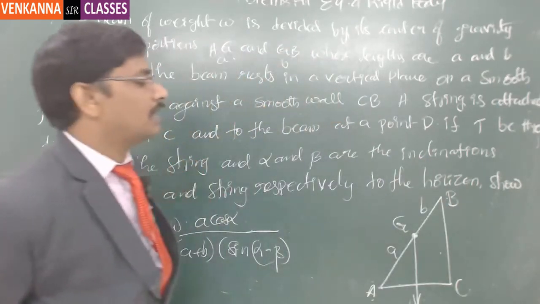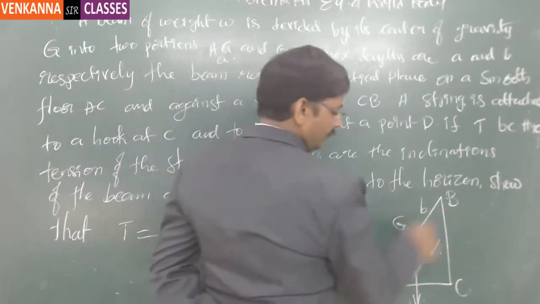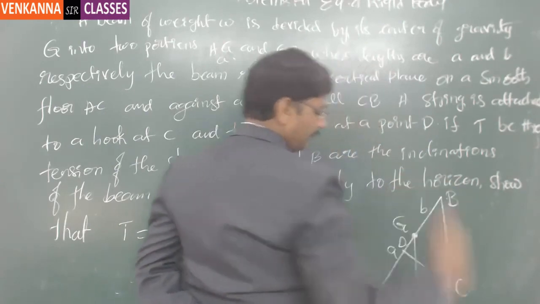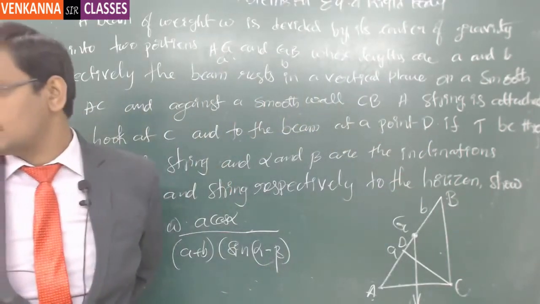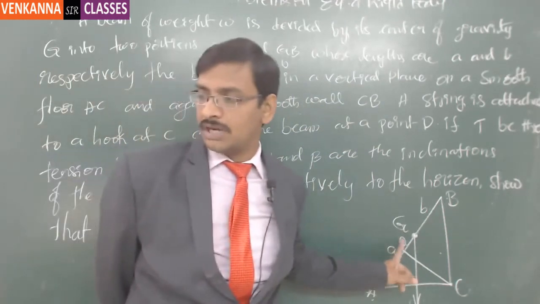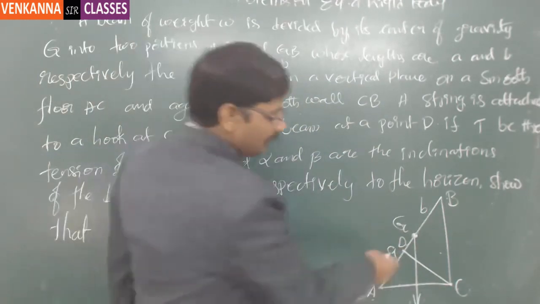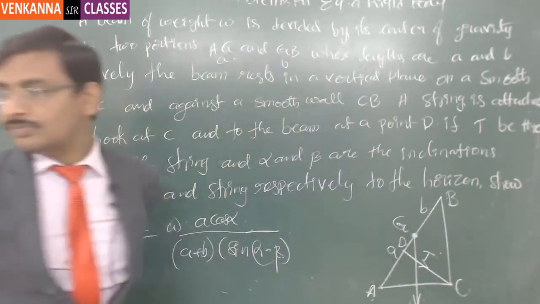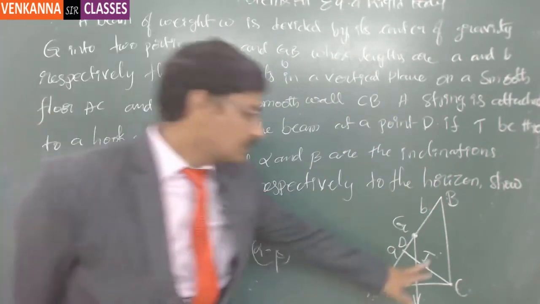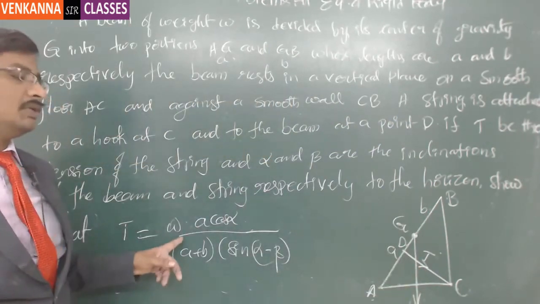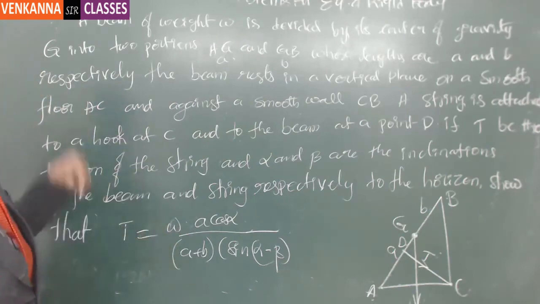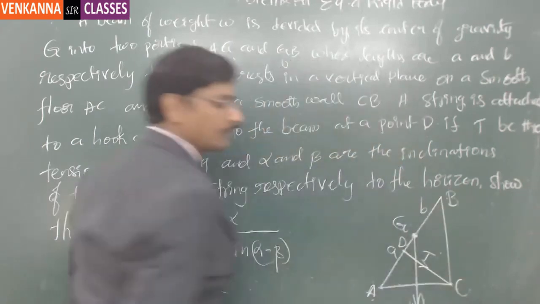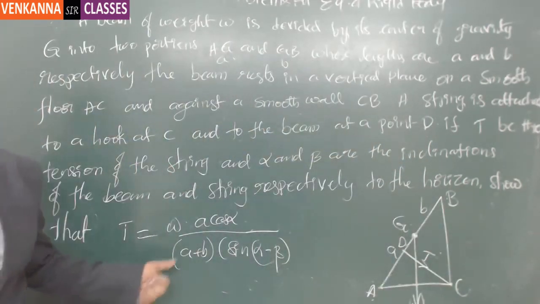And there is a string that was attached to this particular beam and then tied at point C. So this is point D, and the string was tied from here to here. And then there will be a tension obviously dragging this side, right? So this is the tension on this particular string. This tension he asked us to find out in terms of the weight W, the weight of the beam, which is acting at the center of gravity. So in terms of W, A, B and alpha and beta.